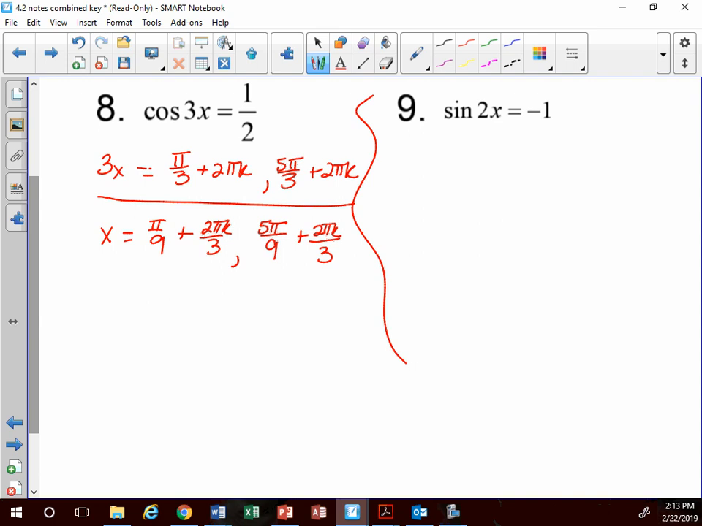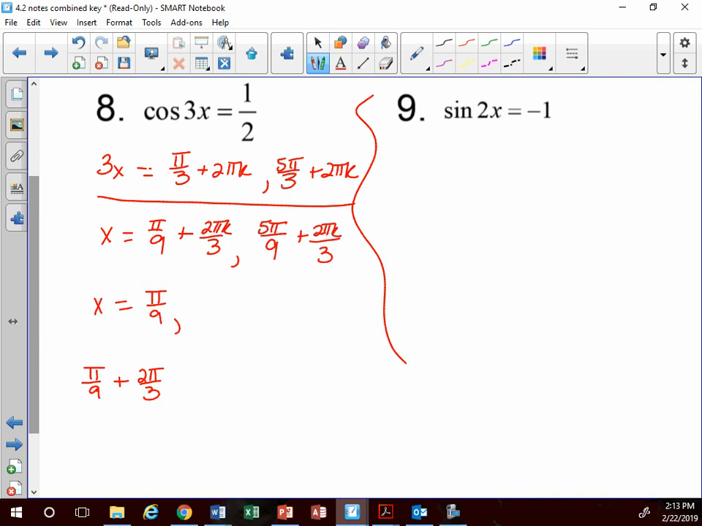So I don't want everything forever and ever. So I can't use this k. But I have to find all of them between 0 and 2 pi. So my first answer is just this pi over 9. To find my second answer, I take the pi over 9 and I add to it 2 pi over 3.